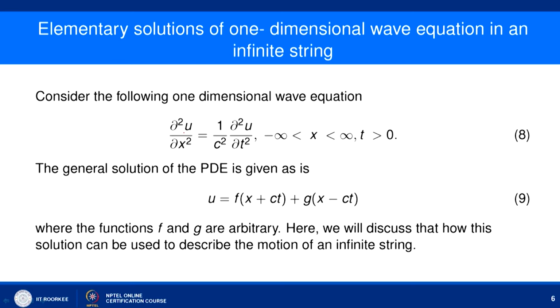So here now how we can utilize this to find out a solution of wave equation defined in an infinite string. So consider the following one dimensional wave equation, ∂²u/∂x² equal to 1 upon c² times ∂²u/∂t². Here x is lying between minus infinity to infinity, and t is a time which is greater than 0, and at time t equal to 0 we have certain conditions.